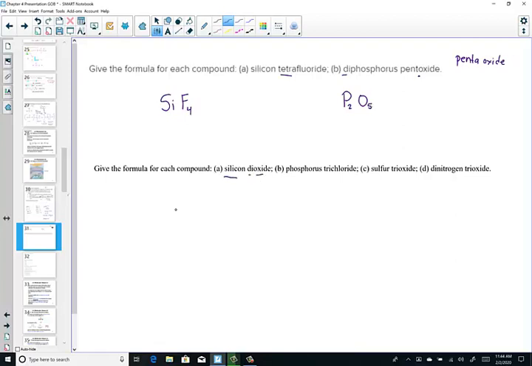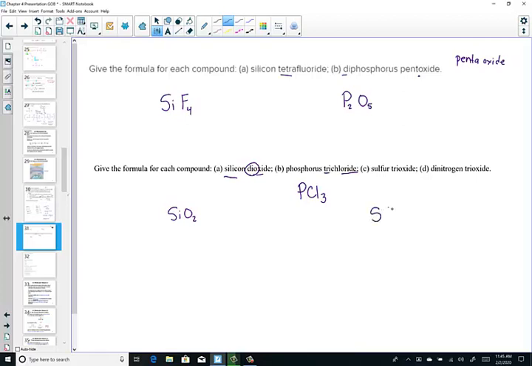Silicon dioxide. Silicon, just 1 of them because I did not hear a prefix. Dioxide, notice there's 2 vowels there. I can't argue that, but it just sounds right. Dioxide, SiO2. Phosphorus, no prefix, so I know there's just 1. Then I see trichloride, Cl3. Phosphorus trichloride.